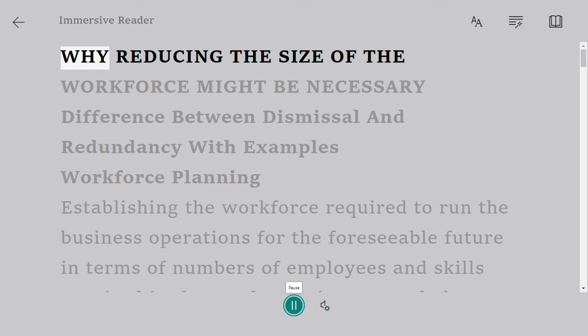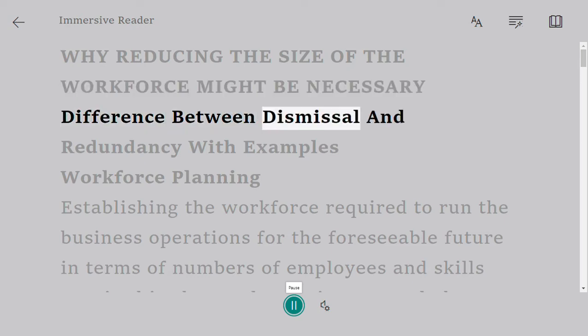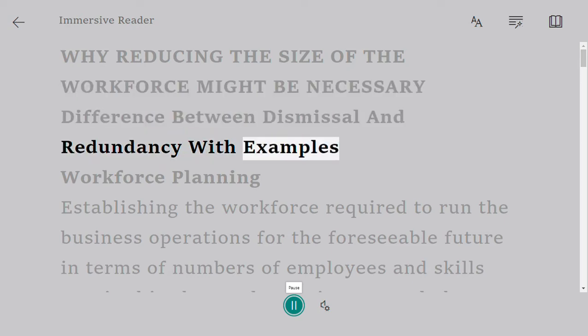Why reducing the size of the workforce might be necessary. Difference between dismissal and redundancy with examples.